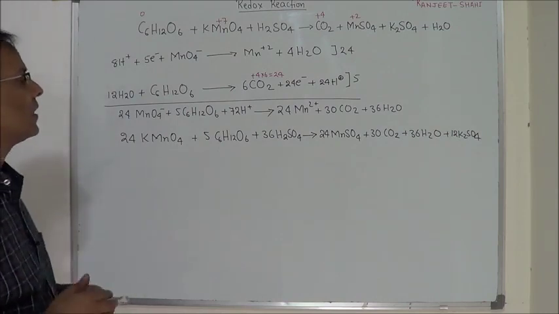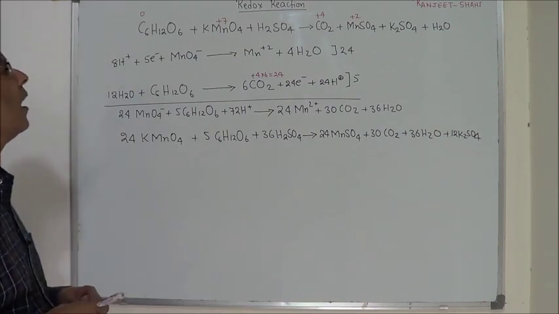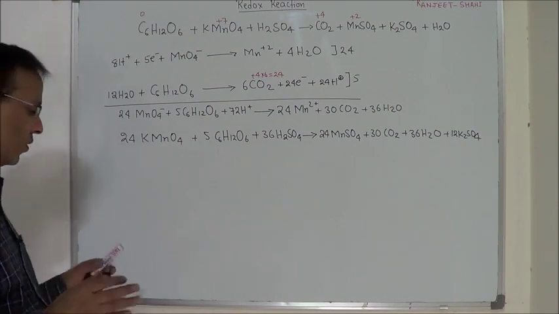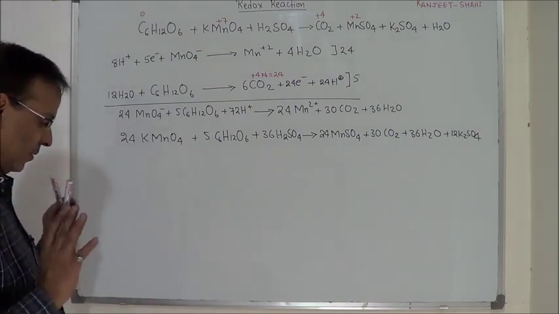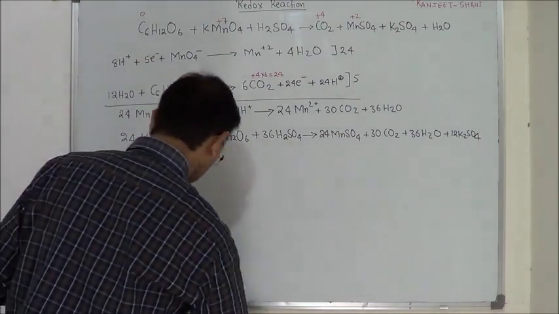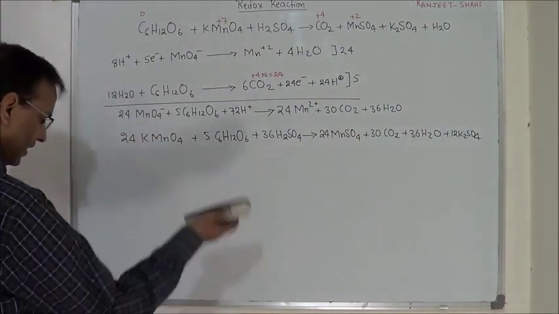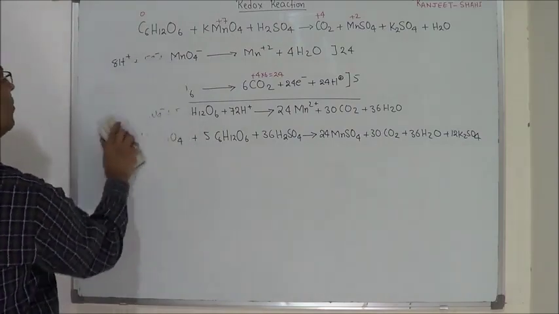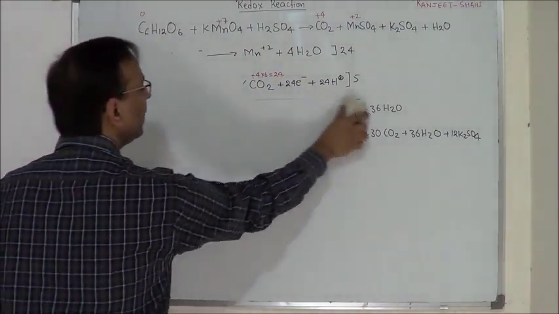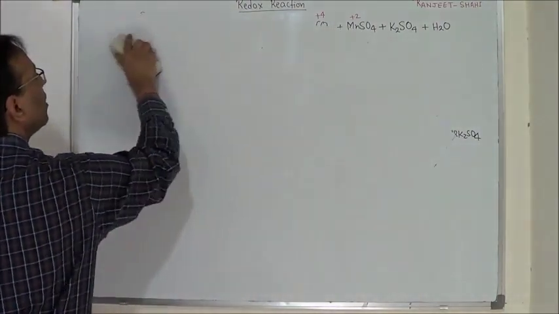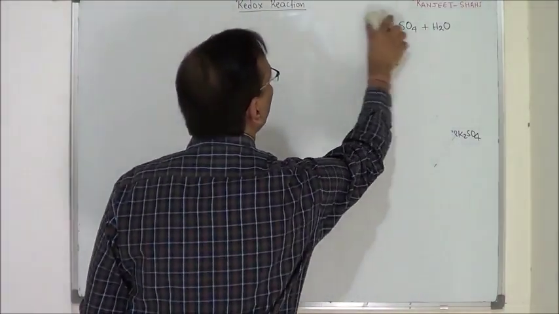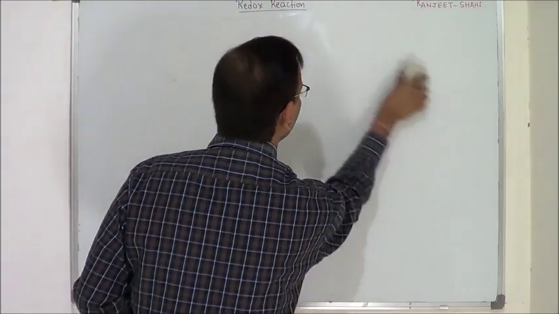So now let us take some redox reactions occurring in basic medium. So far we have taken redox reactions occurring in acidic medium only. So let us take some redox reactions occurring in basic medium and try to balance them, and see how redox reactions are balanced in basic medium.